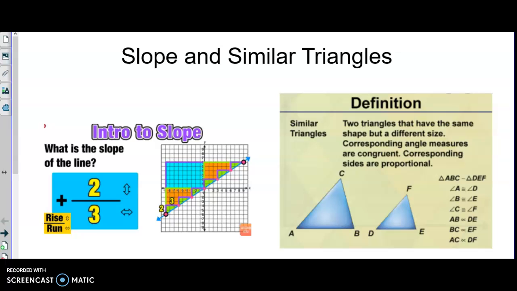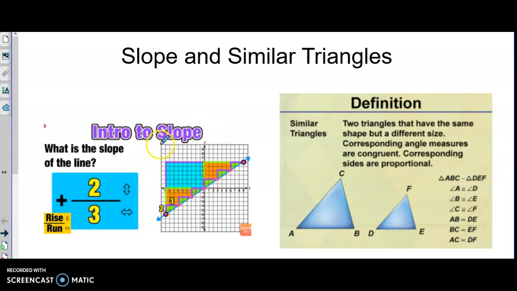So for today, we're talking about slope and similar triangles. And I just want to remind you, when we look at a graph, the slope, we usually think of it as the rise over run. So if you look at this picture here, they started down here and they rise up 2 spaces and then they run over 3 spaces. And it forms that little green triangle. And you can keep going up 2 and over 3, and each time you'll form that same little green triangle.